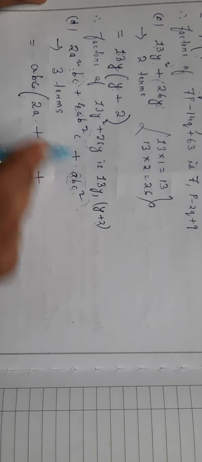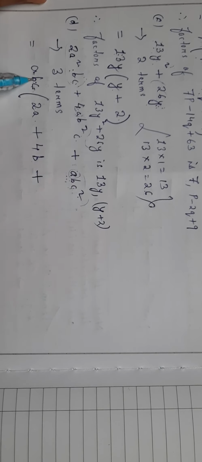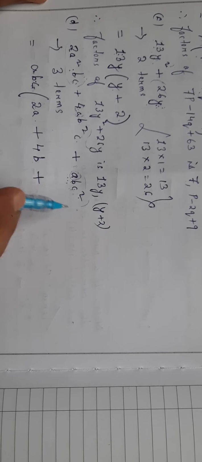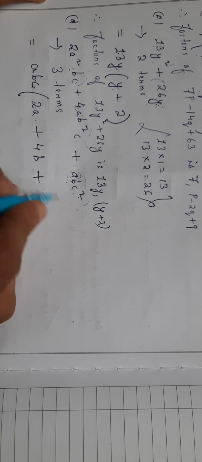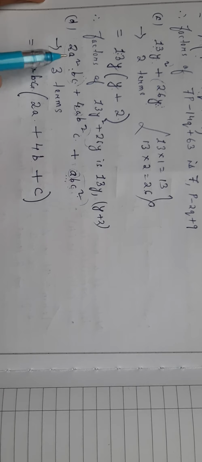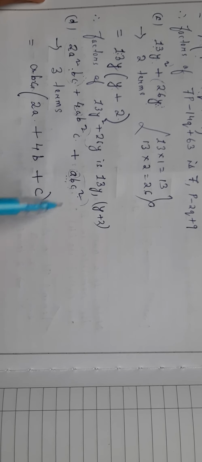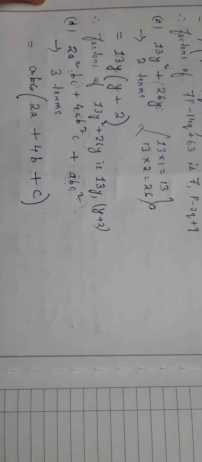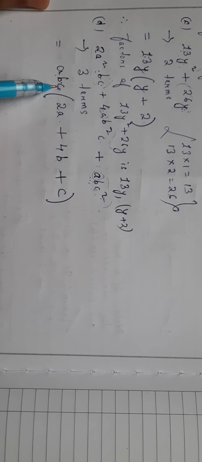plus abc square. Since we have taken abc, so ab and ab cancel out each other, that means 1. Next we are left with c and here is c square, so we are left with one single c. Therefore the factors of 2a square bc plus 4ab square c plus ab c square is abc comma 2a plus 4b plus c. Now you can verify your answer whether your factors are correct or not.